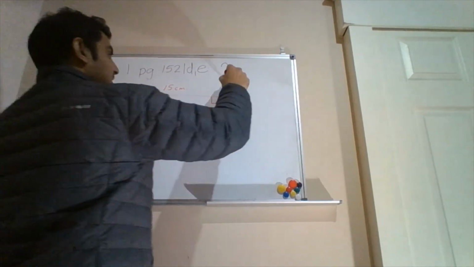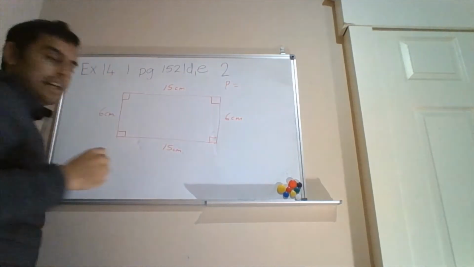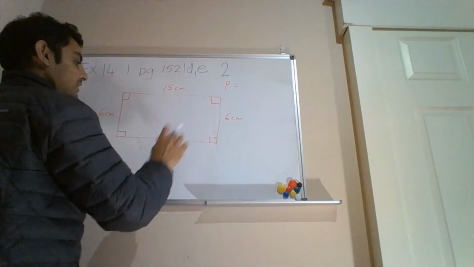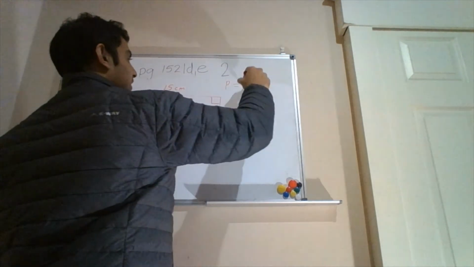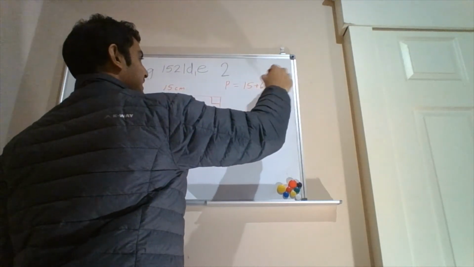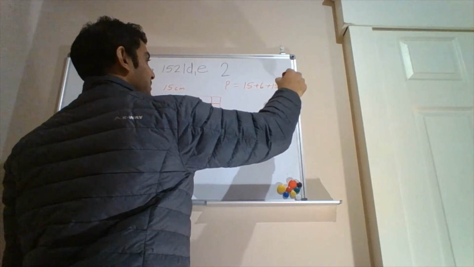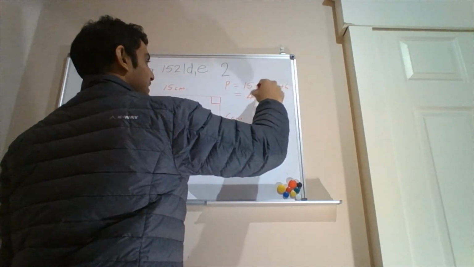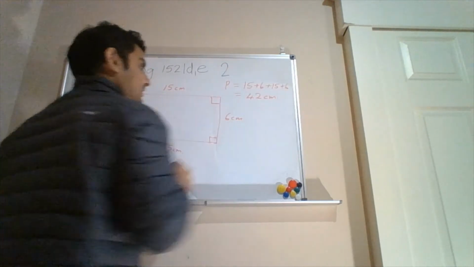To find the perimeter, we add up the lengths of all 4 sides. So we add these lengths together, and we'll get 15 plus 6 plus 15 plus 6. So that's 30 plus 12. And I get 42 centimeters.